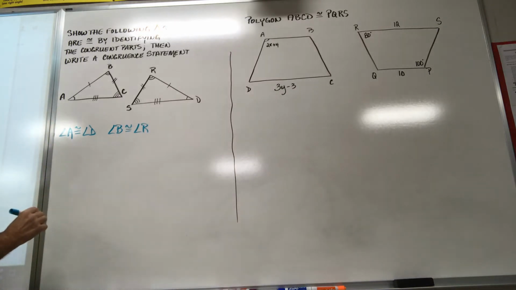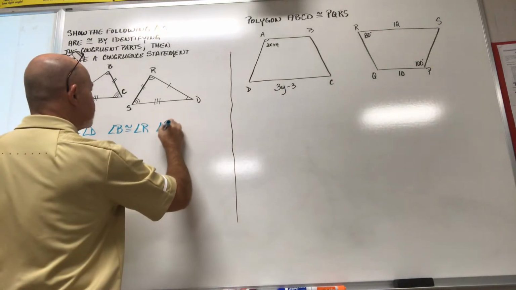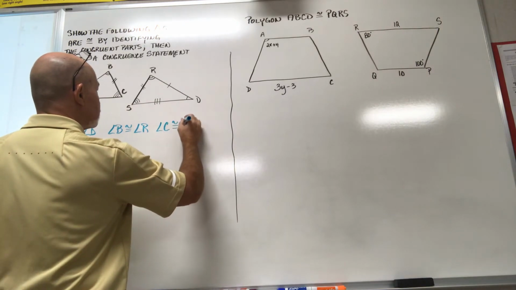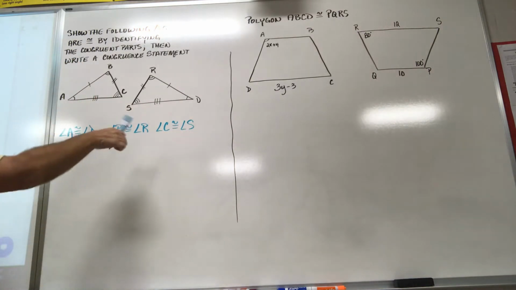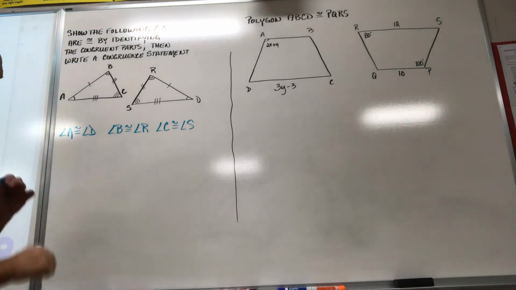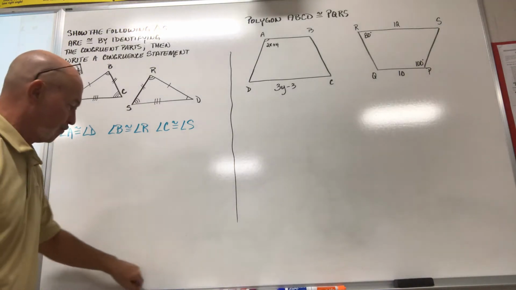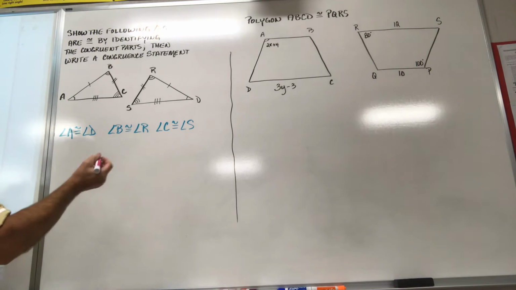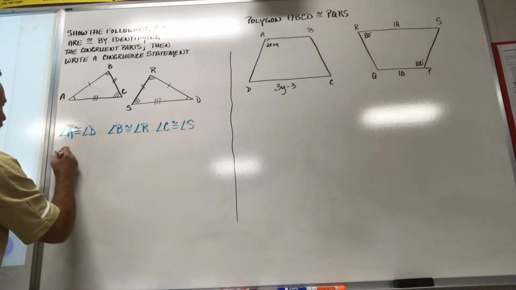Angle B is congruent to angle R. And angle C is congruent to angle S. So there's the 3 pairs of angles. The sides, I'm just going to maintain that order.